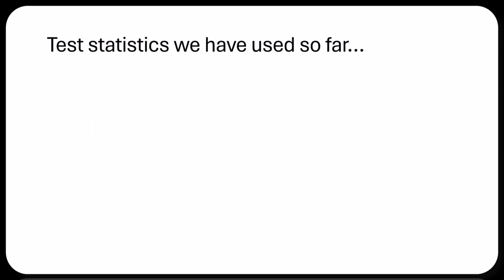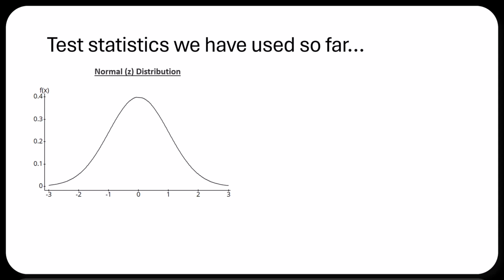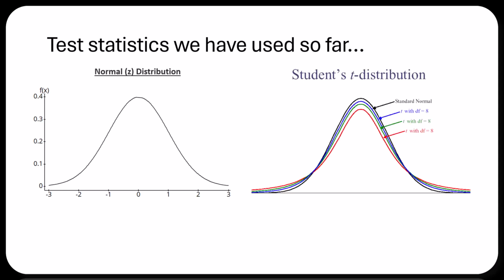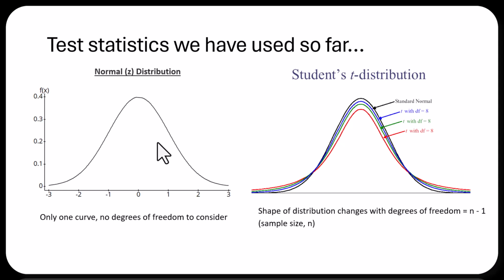So in the past, we have used the normal distribution, or z-scores, and we have also used the student's t-distribution. Remember that both of these are symmetrical, you might notice, right? And for the normal distribution, we just have the one curve. With the student t-distribution, the shape of the curve changes relative to the degrees of freedom, which is the sample size n minus 1. Again, both of these curves or sets of curves are symmetric.